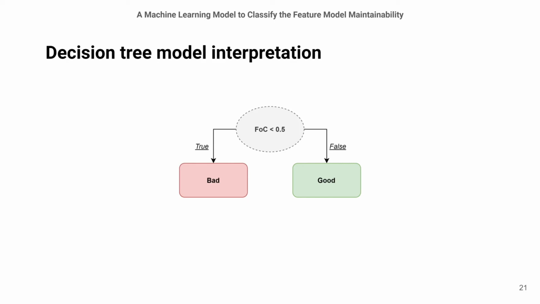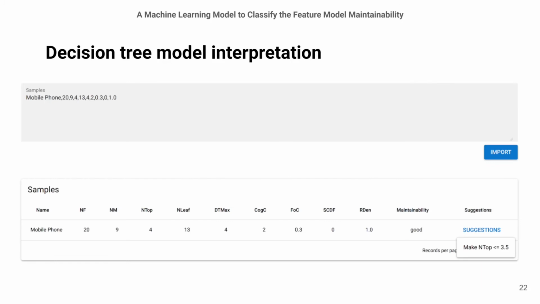In this example, to improve the quality of the feature model, just make the flexibility of configuration measure greater than 0.5. The binary decision tree can be really big, so to help with this process, we created a web tool that classifies the maintainability of the feature model and also analyzes the binary decision tree to provide suggestions for changes in the values of the quality measures in order to improve the quality of the feature model. In this example, the feature model already has good maintainability, but it is still possible to improve it by making the measure number of top features less than or equal to 3.5.